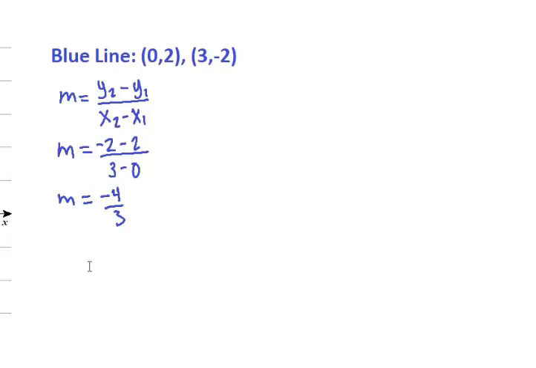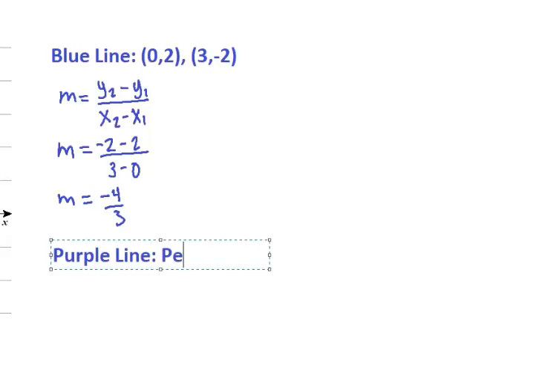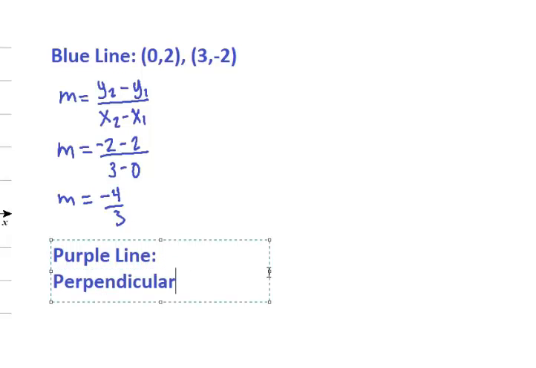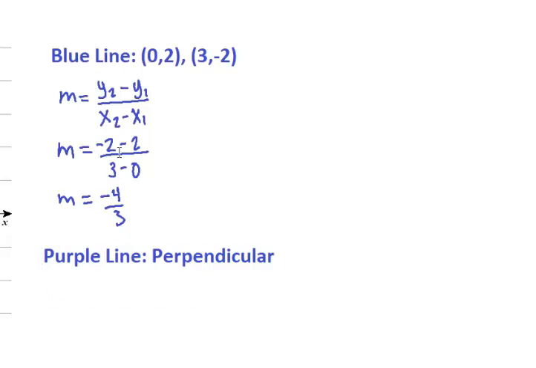Now, because I know that the purple line is perpendicular, I can easily find M of the purple line using the M that I just found of the blue line. I know that the M of the purple line, because it's perpendicular, is going to be -1 divided by this M that I found before. So -1 divided by -4/3. If I perform that operation, I'm going to notice that the answer is 0.75. That will be the M of the purple line.